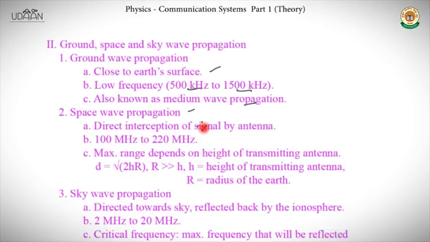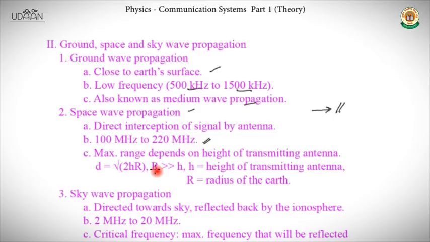This is the direct interception of signal by antenna. As I already told you before, it's a line of sight communication. So the signal that comes is directly intercepted by an antenna. And then it uses 100 megahertz to 220 megahertz. That's slightly higher frequencies than the ground wave propagation. And the maximum range of this propagation depends on the height of the transmitting antenna.